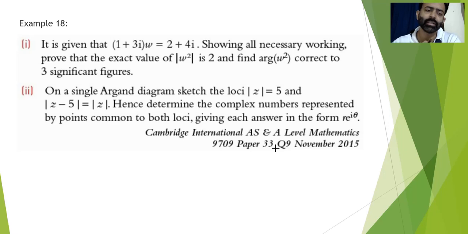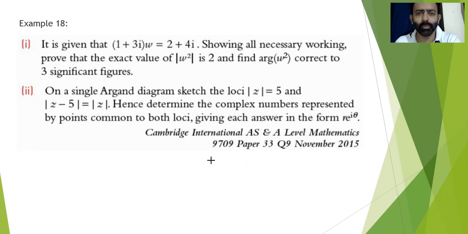So the first one is that it is given that (1 plus 3i) w is equal to 2 plus 4i. There is a complex number w which is given in this form. Showing all necessary working, we have to prove that the exact value of the modulus of w square is 2. That means we need to find w square first, then find its magnitude, right? Its exact value is 2, and hence we need to find the argument of w square correct to 3 significant figures, right?